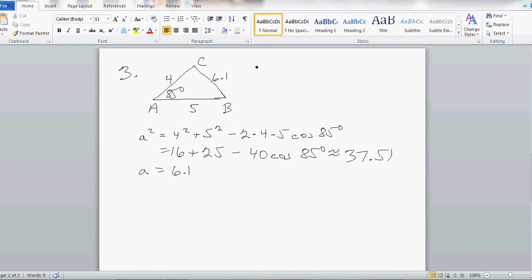So now we can use the law of sines. We especially need this. The sine of 85 degrees over 6.1 is going to equal, well, it doesn't matter B or C. I like B because it comes first. The sine of B over 4. So doing cross products, we will get 6.1 sine of B is equal to 4 times the sine of 85 degrees. Divide both sides by 6.1.